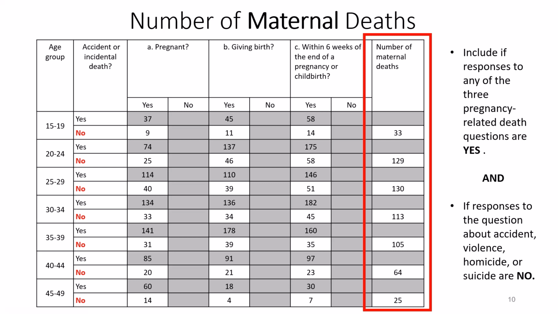Alternatively, if you are using a program like CSPro to produce a tabulation, you can filter out all cases of accidental or incidental death from your universe and then run the same tabulation as pregnancy-related deaths.